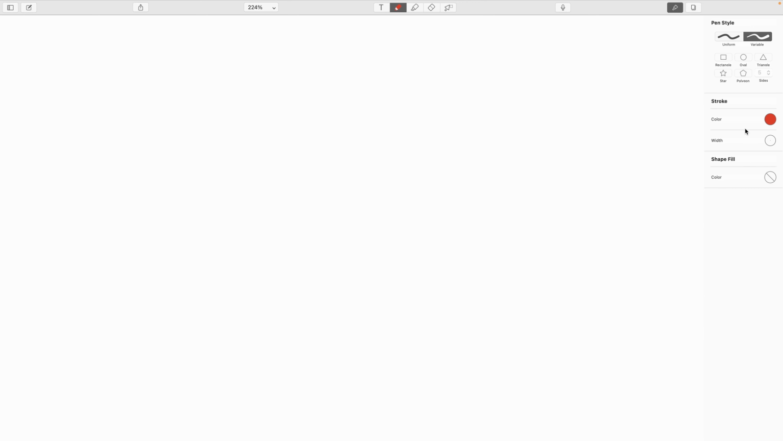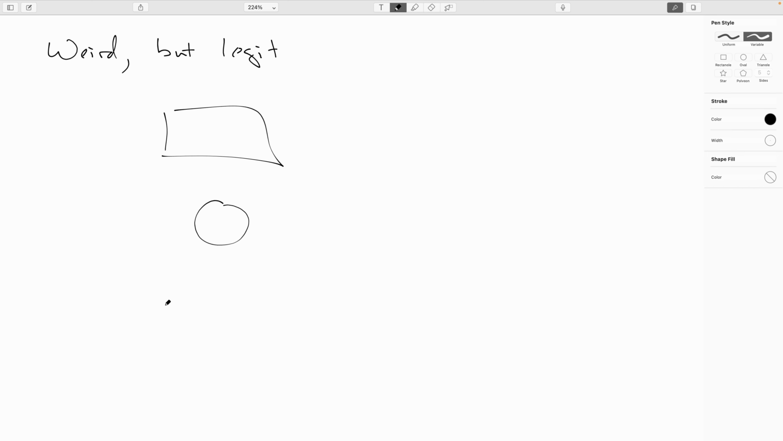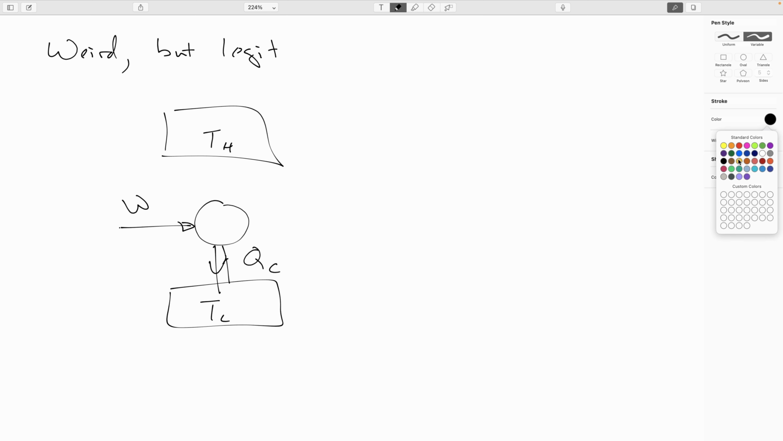So here's an example of one that does work, but is weird. See if you can figure out what it is. So I've got a hot reservoir, working substance, cold reservoir. We input work, and reject it all to the cold reservoir. You've seen this before. What is it? Pause the video and get back with me.